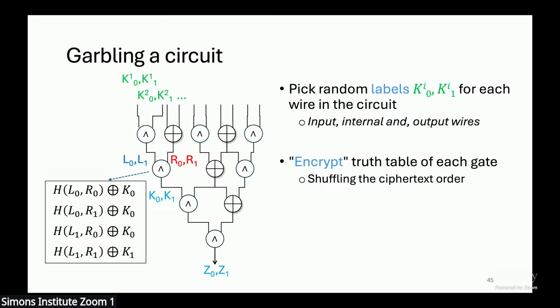Okay, so if you model the hash function as, say, a pseudo-random function or even a random oracle, then this should be a computationally secure, at least in some sense, deterministic encryption of the output wire labels K0 or K1. And when we generate these garbled gates, we want to shuffle the order of the ciphertexts and then put these things together into a garbled circuit, which consists of these encrypted truth tables of all of the gates.